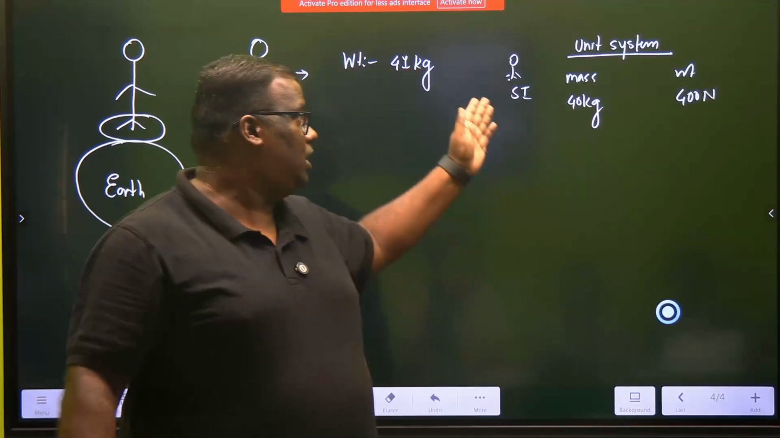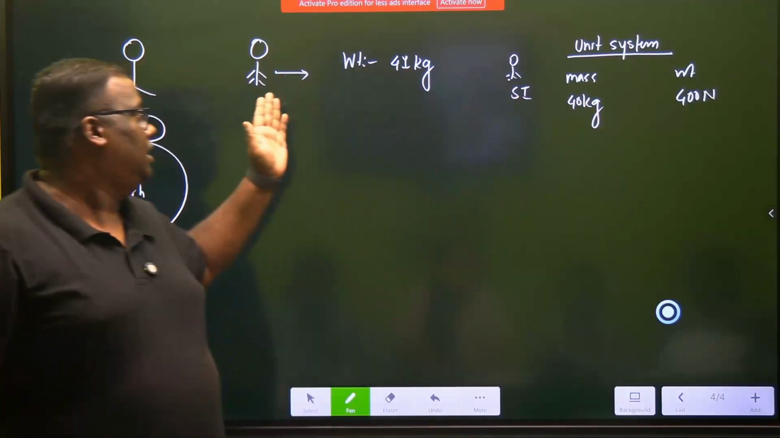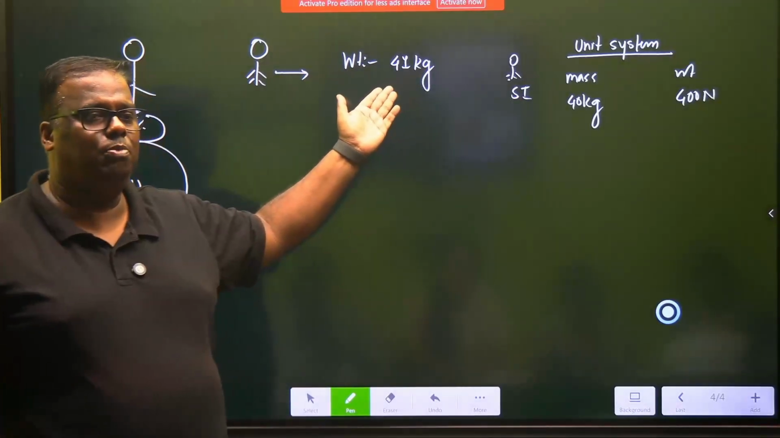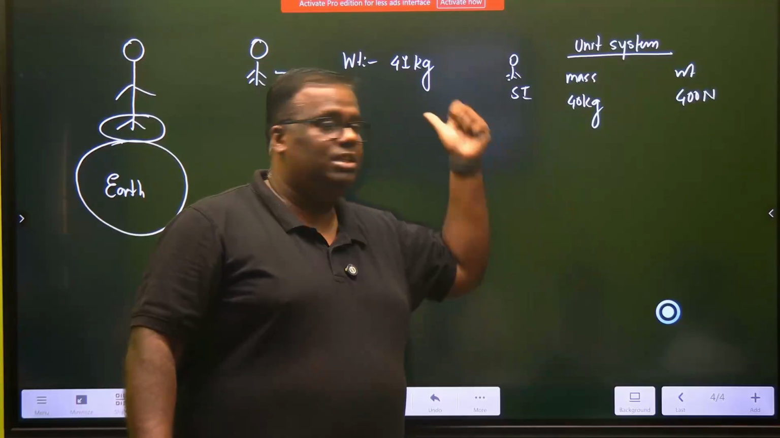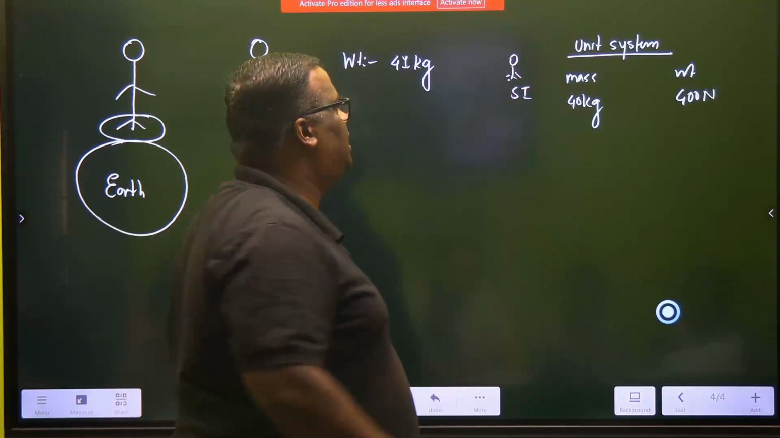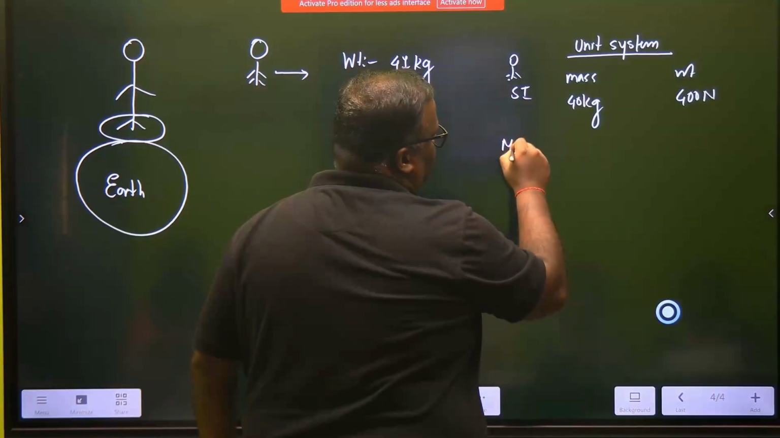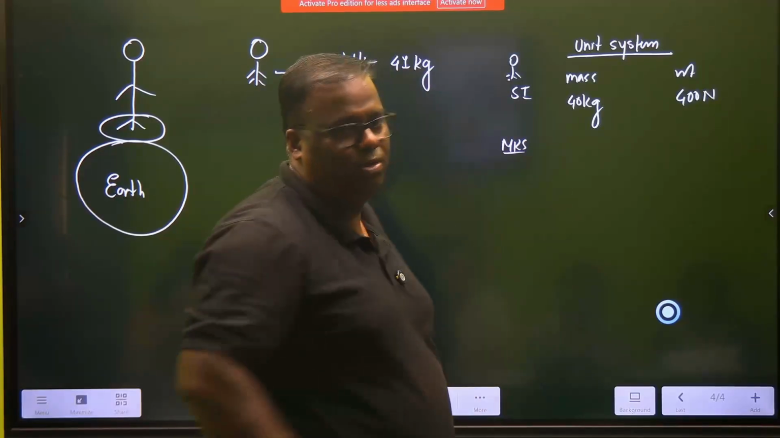And if report cards were actually reported in SI, then instead of this, it would be reported in Newton, and his weight would be 400 Newton. But why is this kg still remaining? Before SI came up, we used to have the MKS system, and this is the most horrific one.